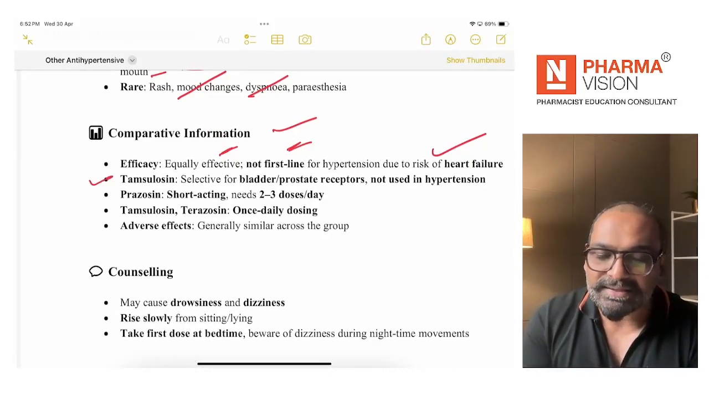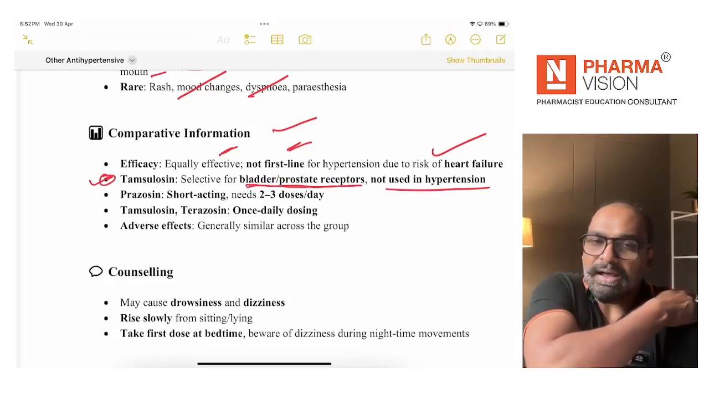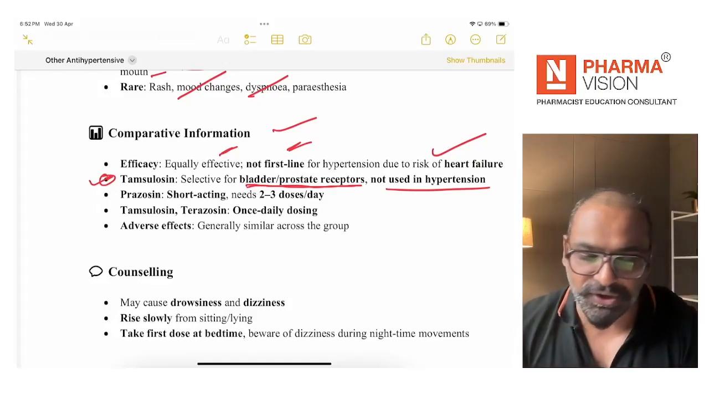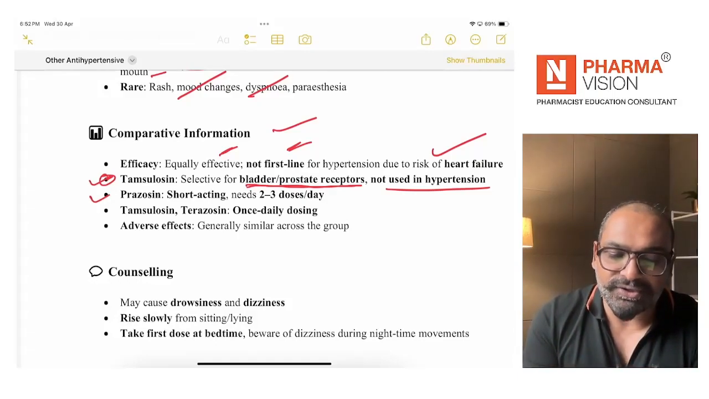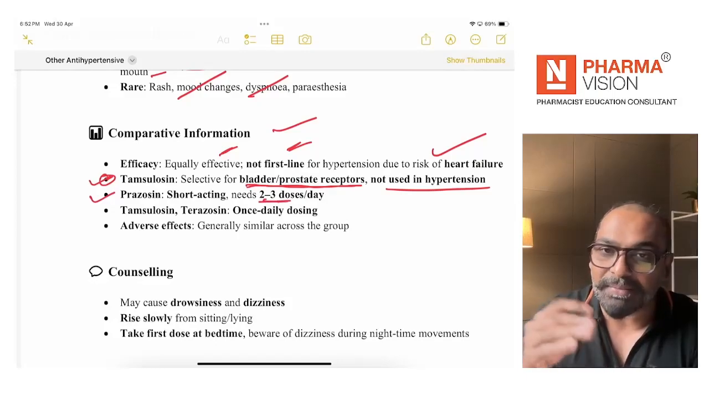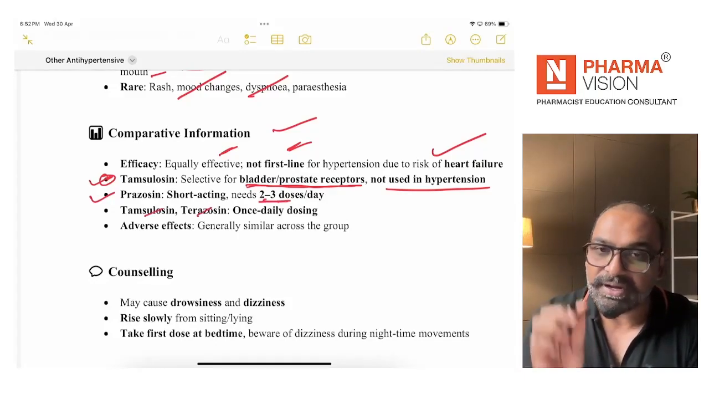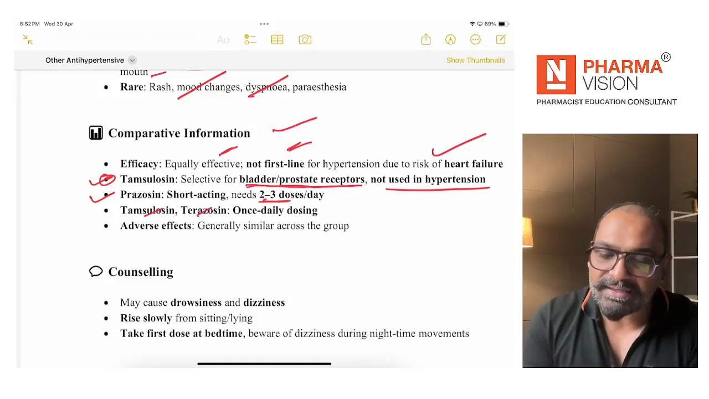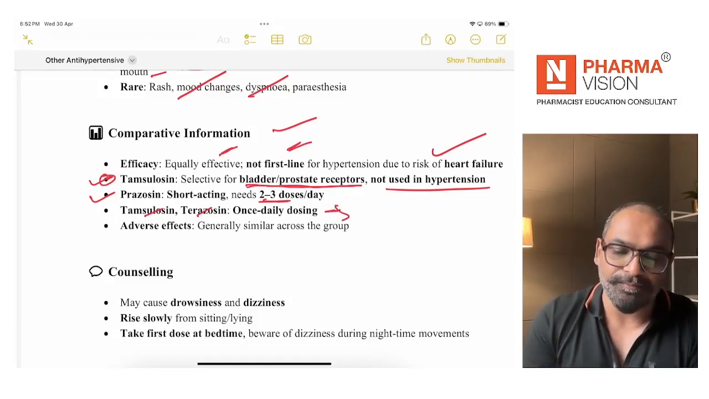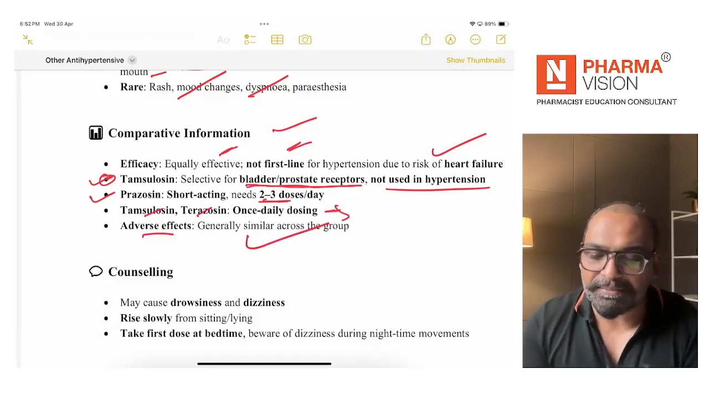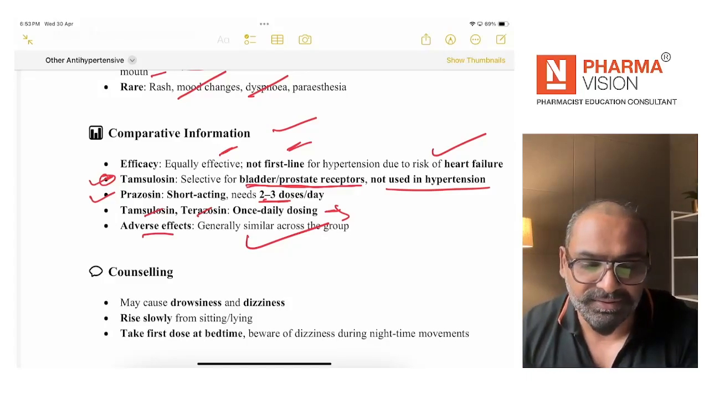Tamsulosin is selective for bladder and prostate receptors. That's why this medication is used for BPH, not for hypertension. Prazosin has a shorter duration of action, so multiple doses are required. But tamsulosin and terazosin have a longer half-life and are given once daily only. Adverse effects are pretty much similar, the group side effects.